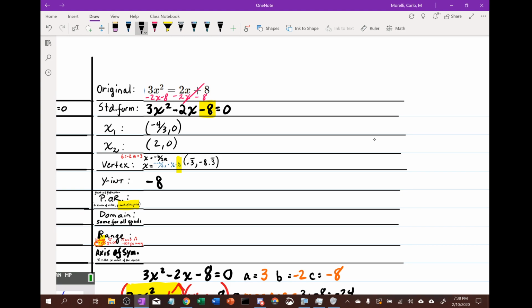Yeah. So -8 is the y-intercept. Okay, so that would be just the y-intercept, 0, -8.